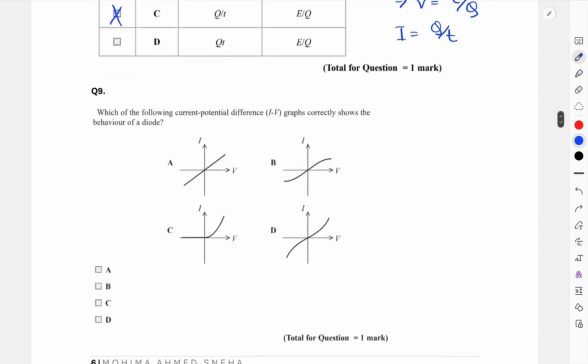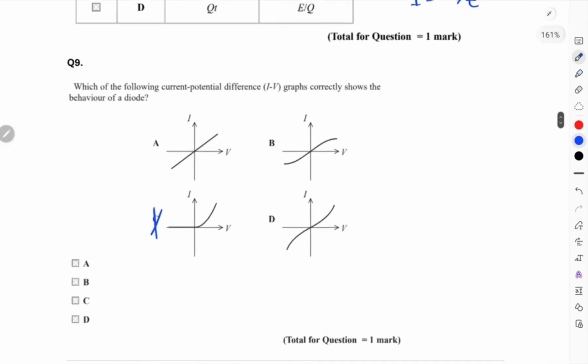Which of the following current-potential graphs correctly shows the behavior of a diode? We can clearly see option C, right? Let me explain every one over here. Now remember, focus on the axes in this type of graph. They always try to make it more confusing by reversing the axes every time.